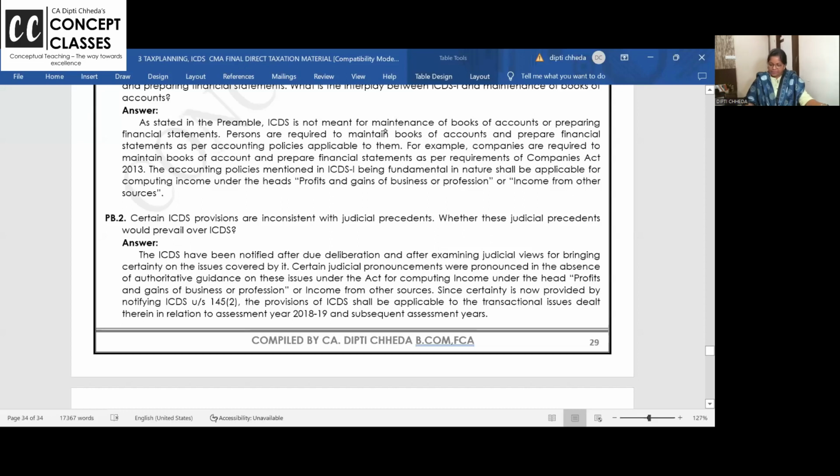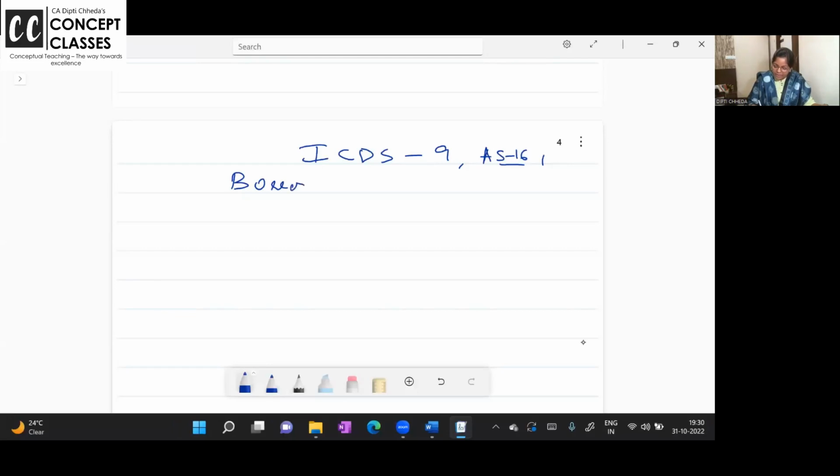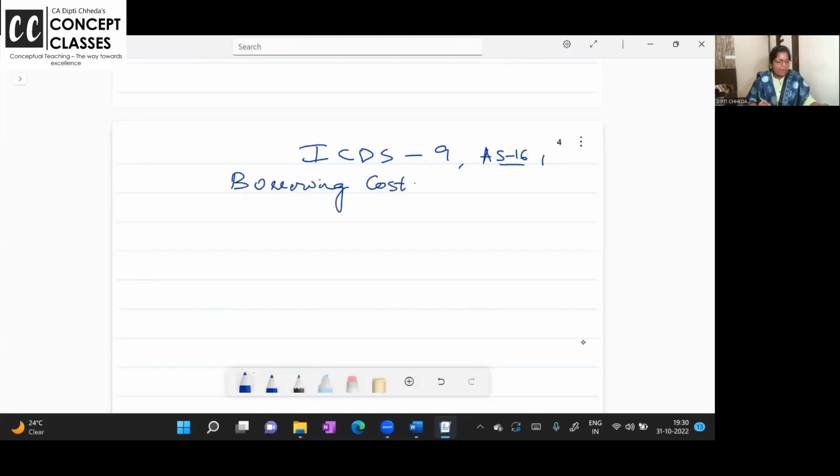One second. Yeah. Can you all see the notebook? ICDS 9 and your AS 16. Ma'am, the notebook is not displayed. Not displayed? One second. Yeah. Now can you see, dear? Yes, ma'am. Okay, thank you for reminding.